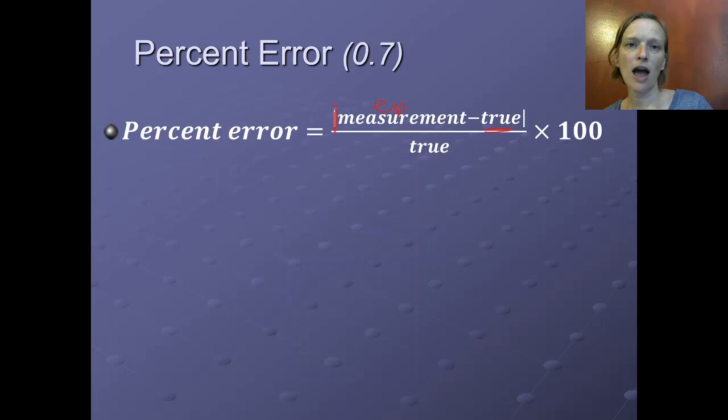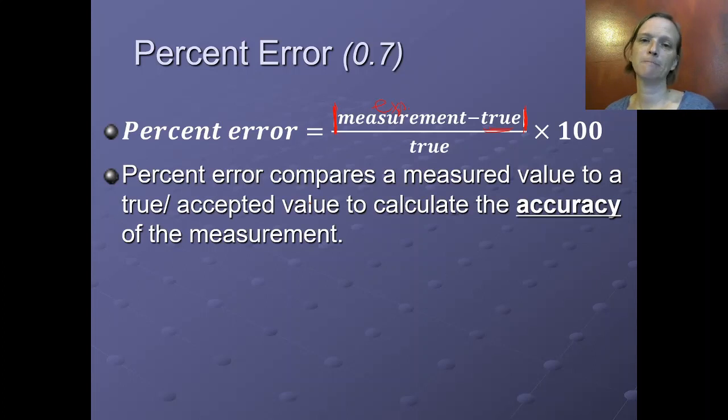Now, these are absolute value bars here. The absolute value symbol indicates that I should never have a negative percent error. Okay. So, percent error is comparing a measured value to a true or accepted value in order to calculate the accuracy of the measurement.